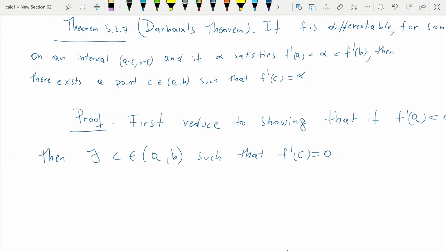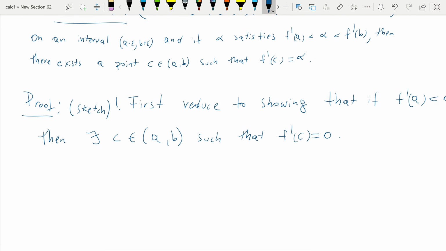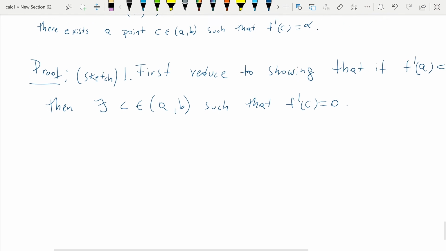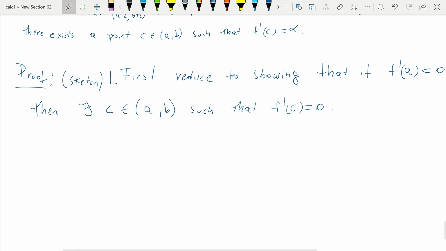So here, this is the first step. I'm going to put 1. Step 1 is to reduce this to simply showing that if f prime is negative at some point and positive at some other point, then at some point in between, f prime has to vanish. Actually, the first step is done in the book.